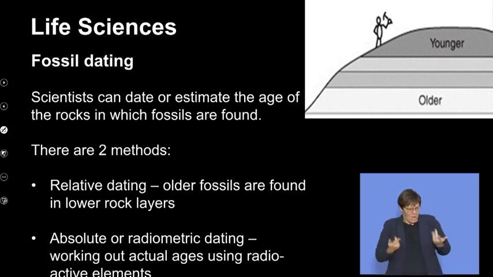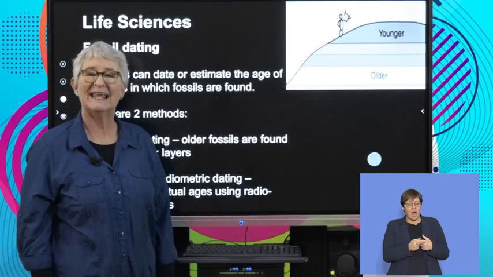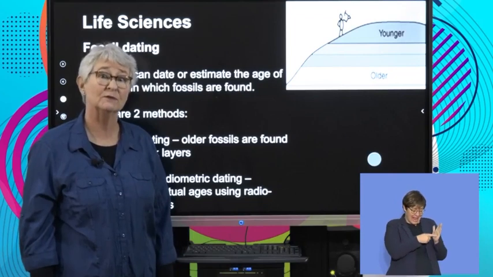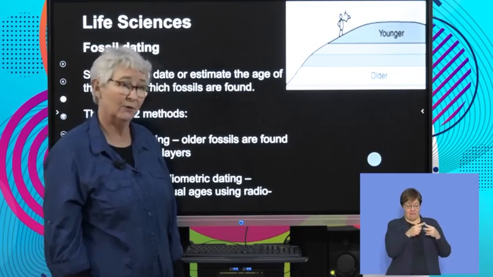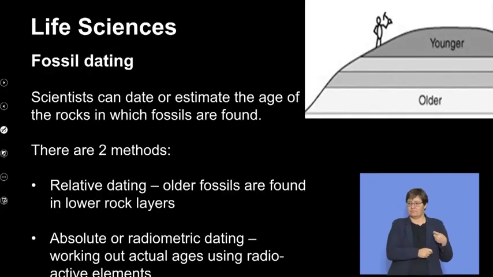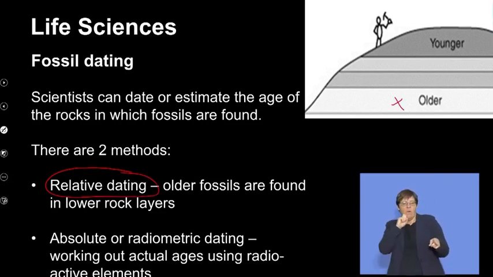Next thing is, how do we know how old the fossils actually are? What scientists do is they date the rock in which the fossils are found. There are two ways that fossil dating can occur. First one is called relative dating. In relative dating, it's simply the older layers are at the bottom and the younger layers are at the top. This just tells you which fossil is older than which other fossil. It doesn't actually give you a number.